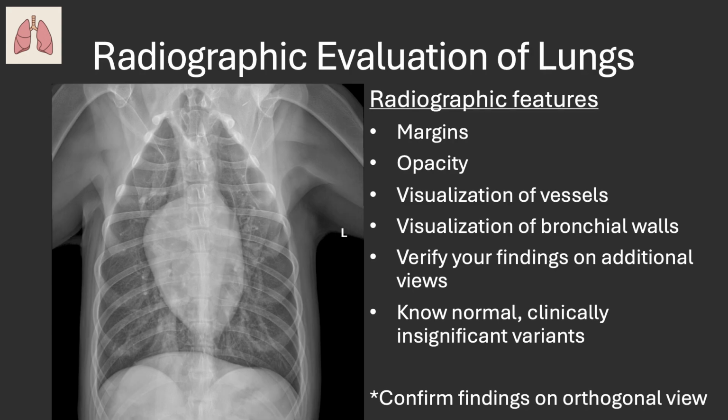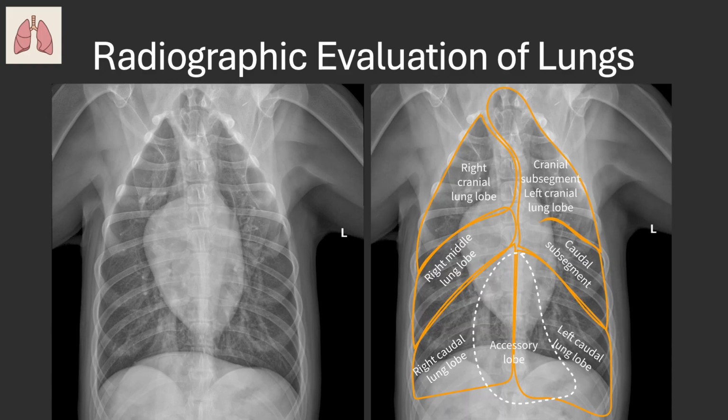The pulmonary lobar margins, the opacity of the lungs, the definition and size of the pulmonary vessels, and the visualization of the bronchial walls should each be closely evaluated. Orthogonal radiographic views should be examined closely to help verify any abnormal findings and confirm that they are not artifacts or a clinically insignificant finding.